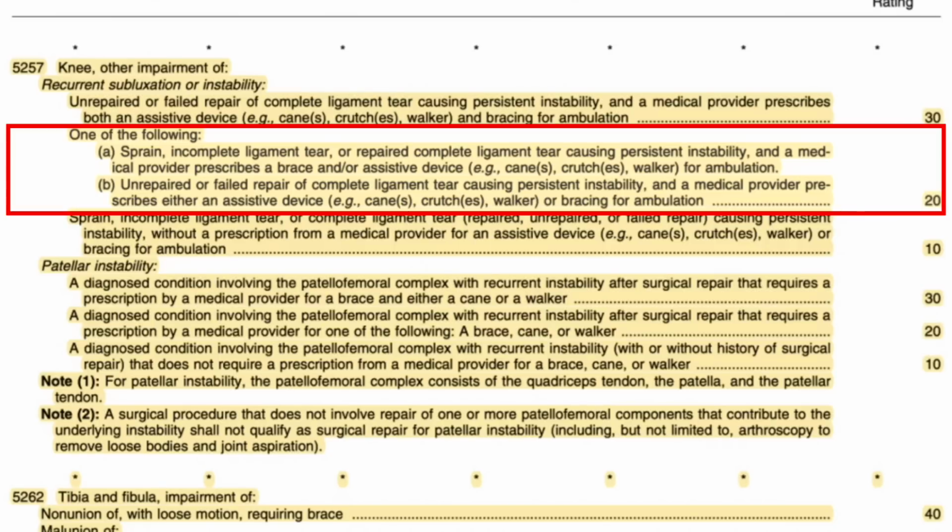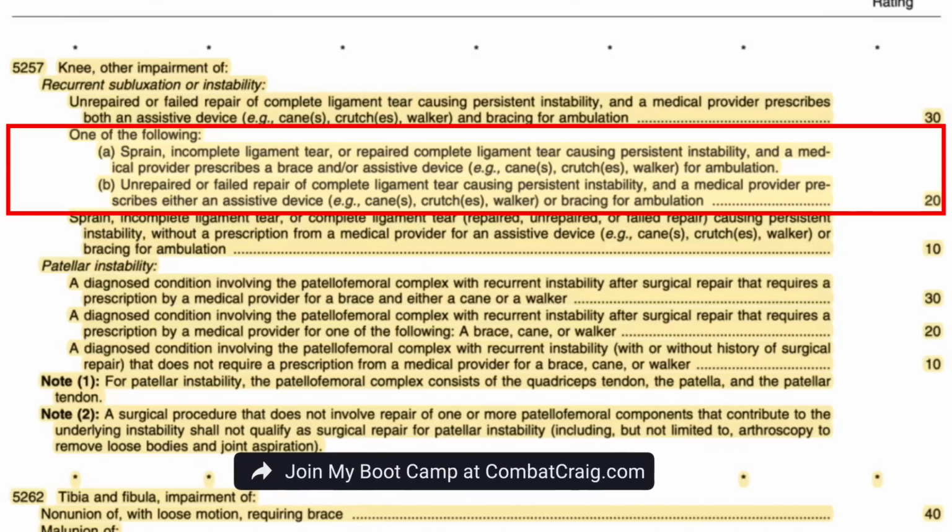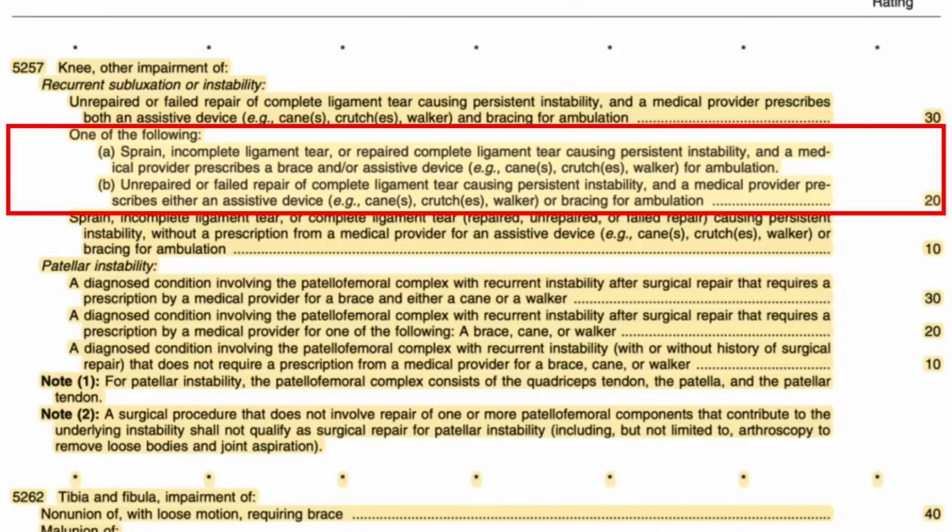And a medical provider prescribes a brace. You have to have something wrong with a ligament or a bad sprain, and you've been prescribed a brace or a cane. And then, just to make it more complicated and cover all their bases, you have an unrepaired or failed repair, the same thing as up in the 30%. But the difference is you've been prescribed a cane or a brace. So it's the difference between both and or, just covering all possible situations, I suppose.